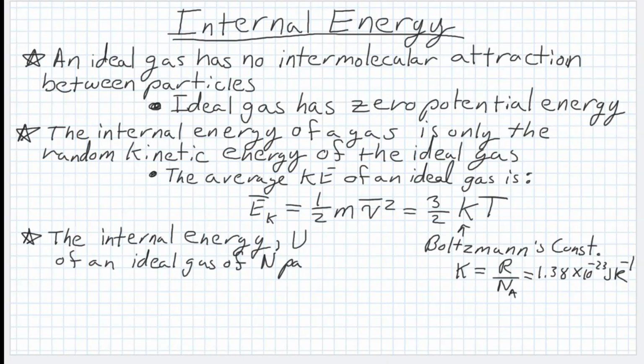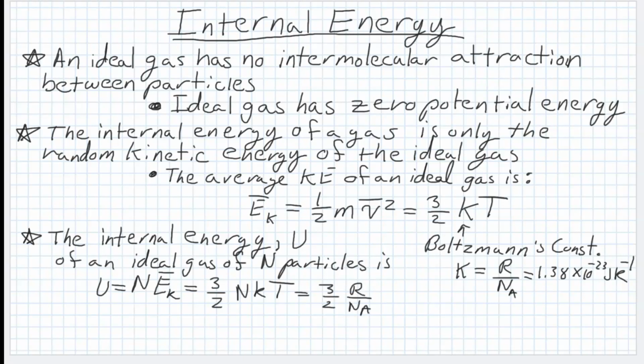If we wanted to find the internal energy of a gas, U, and that gas were made up of n number of particles, we could simply multiply the number of particles n times the average kinetic energy to get the total internal energy of our gas. We can substitute the 3/2 kT equation into this, and we see that the internal energy of our gas is 3/2 n, the number of particles, times Boltzmann's constant times the temperature in Kelvin.